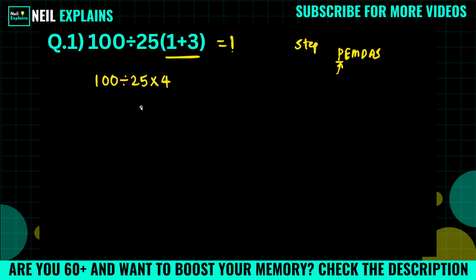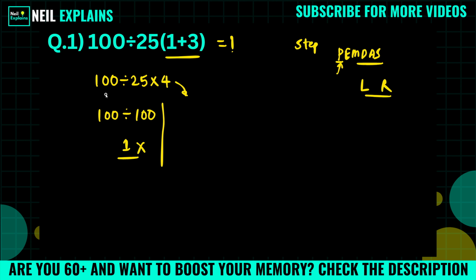Okay, if you think 100 divided by 25 into 4 is 100 divided by 100, and this will become 1, then you are completely wrong. We have to follow the PEMDAS rule, and here, as we know, division and multiplication have the same priority, and we have to solve from left to right.